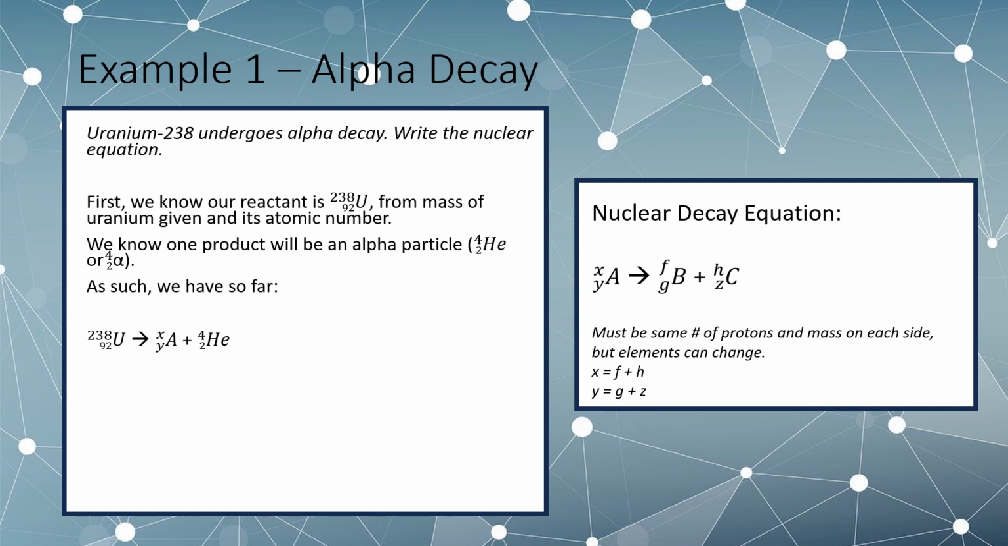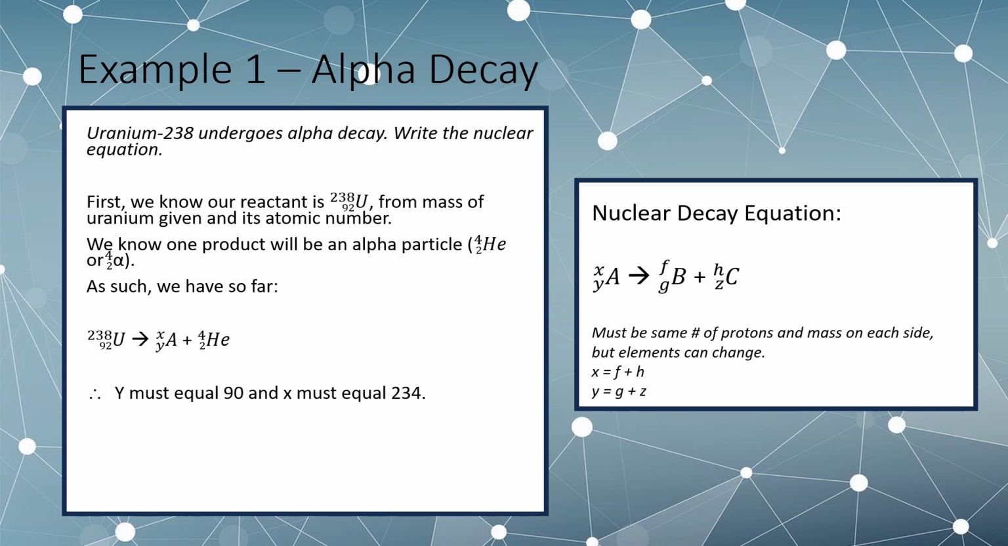Using our conservation laws, we know we need to have 92 on the right-hand side in our charge numbers. So our Y plus 2 must equal 92. So in this case, we know our Y must equal 90. And our x, when added to 4, must give 238. So we know our x must equal 234. And you can see there we've got that balance. So we've got 238 equals x plus 4, or in this case, 234 plus 4, whereas our y, 92 equals y plus 2, therefore our y must equal 90.